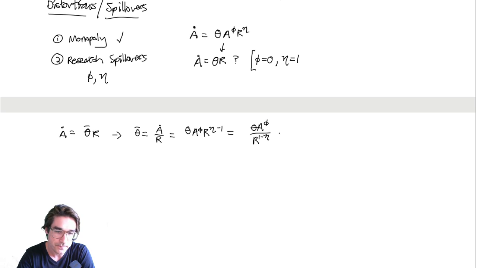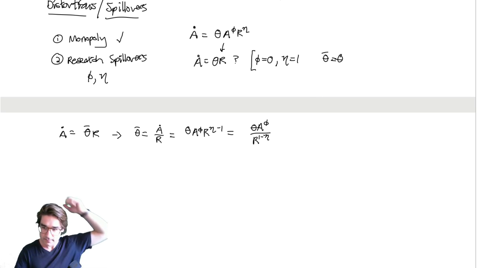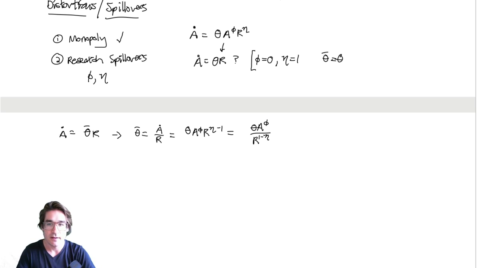Now, in our case, remember we're at phi equals zero, eta equals one, so phi equals zero, that disappears, eta equals one, that also disappears. So in our case, we have that theta bar equals theta, but that need not always be the case. We kind of cooked it up like that. That's why in our case we basically have no research spillovers. They don't really show up in any meaningful way. It's all the monopoly stuff.